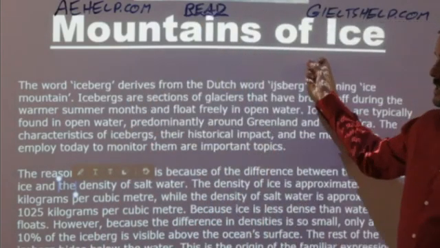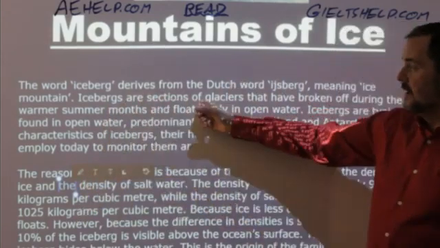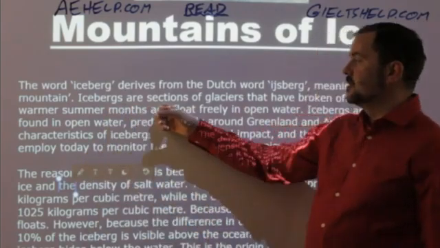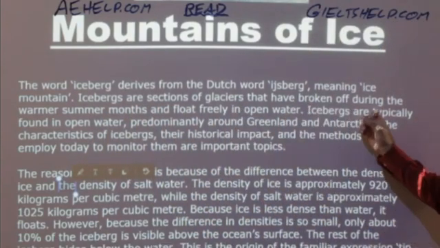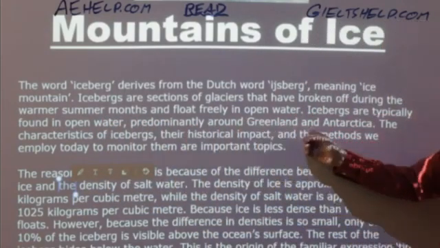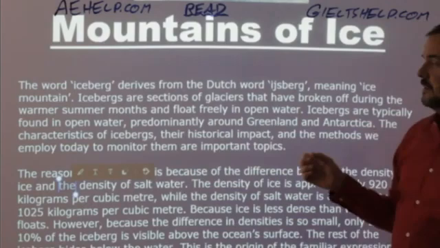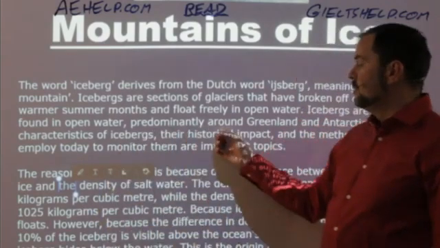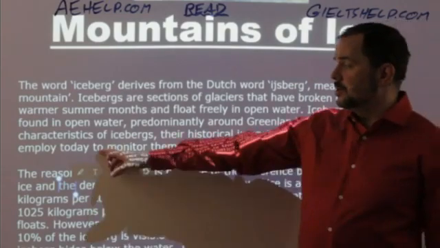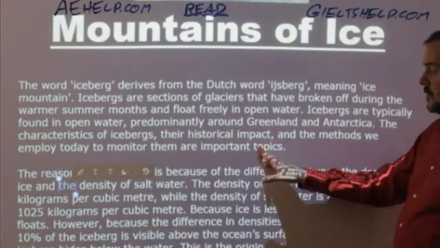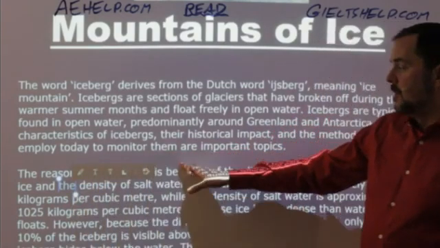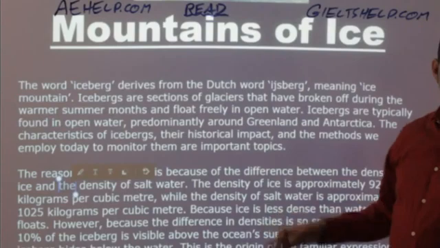Mountains of ice. The word iceberg derives from the Dutch word iceberg, meaning ice mountain. Icebergs are sections of glaciers that have broken off during the warmer summer months and float freely in open water. Icebergs are typically found in open water, predominantly around Greenland and Antarctica. The characteristics of icebergs, their historical impact, and the methods we employ today to monitor them are important topics.